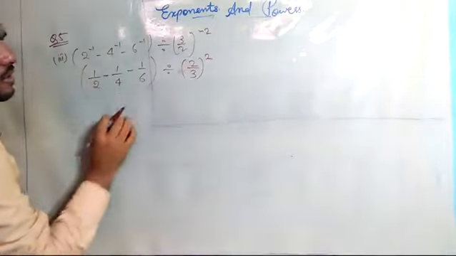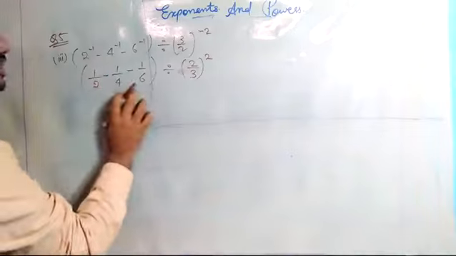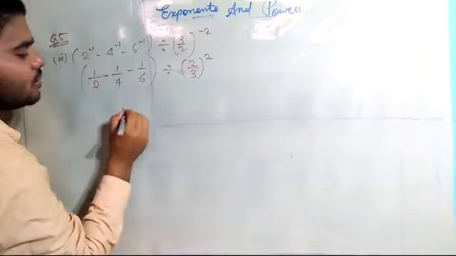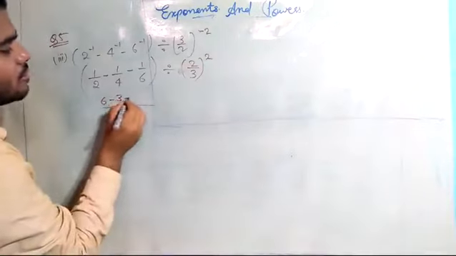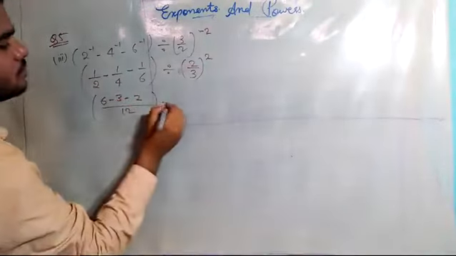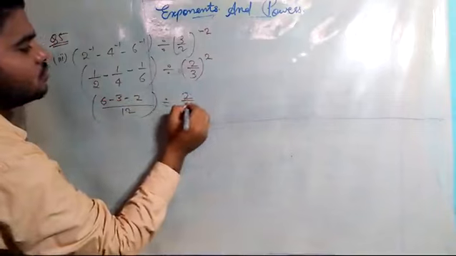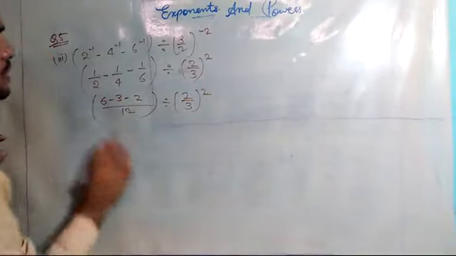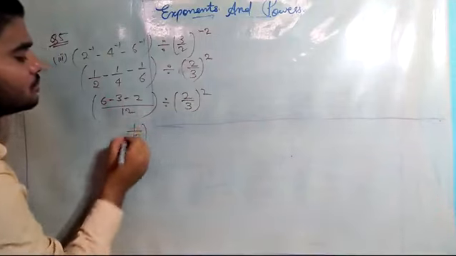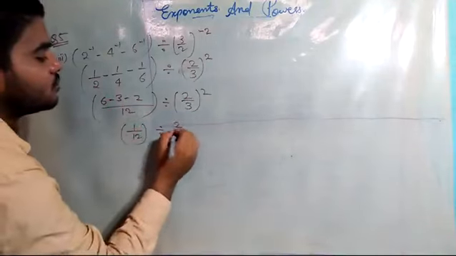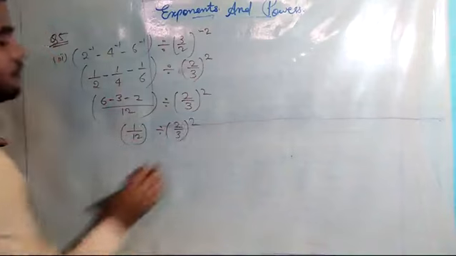So the LCM of this denominator will be 12 here. So it will be 6 minus 3 minus 2, divided by 2 by 3 raised power 2. 6 minus 3 is 3, 3 minus 2 is 1. So 1 by 12, divided by 2 by 3 raised power 2.